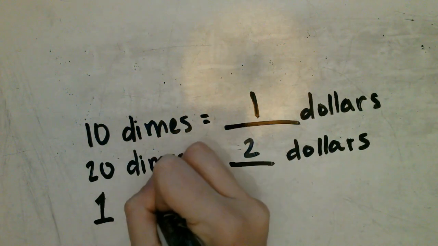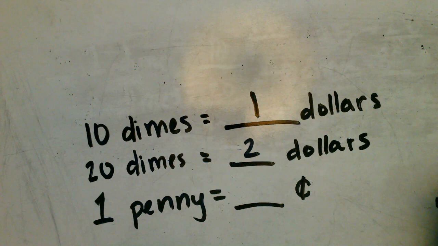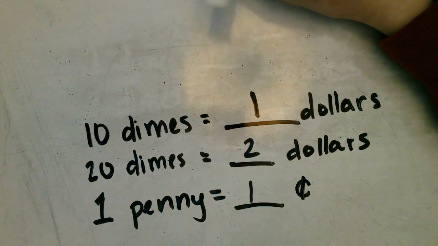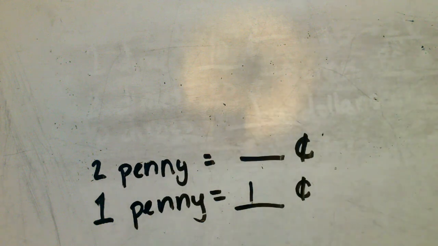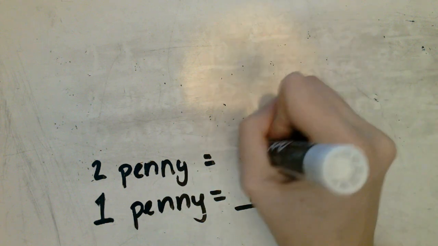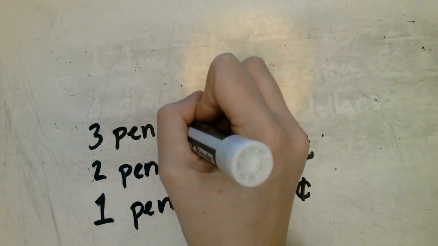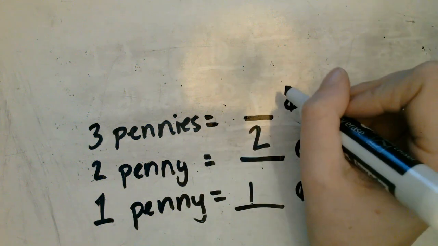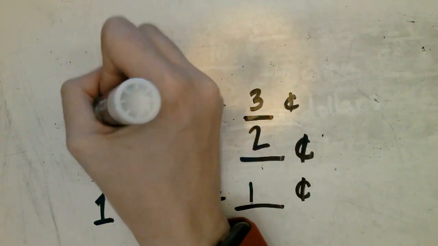If we had 1 penny, how many cents do we have? 1 penny is equal to 1 cent. They're the same thing, just different ways of saying it. Let's erase and add 2 pennies equals how many cents? 2 pennies equals 2 cents. Nice job, mathematicians. Let's keep going with pennies. What if we had 3 pennies? 3 pennies would equal how many cents? 3 pennies would equal 3 cents. Let's do one more with pennies.